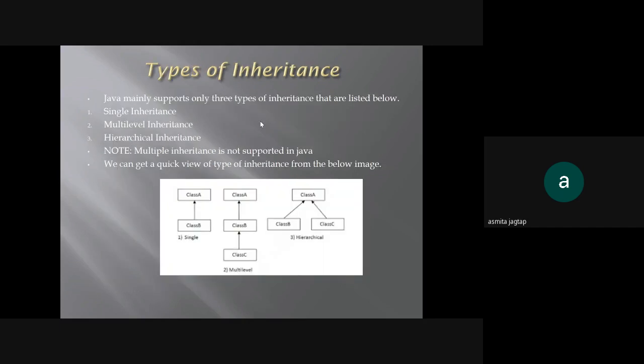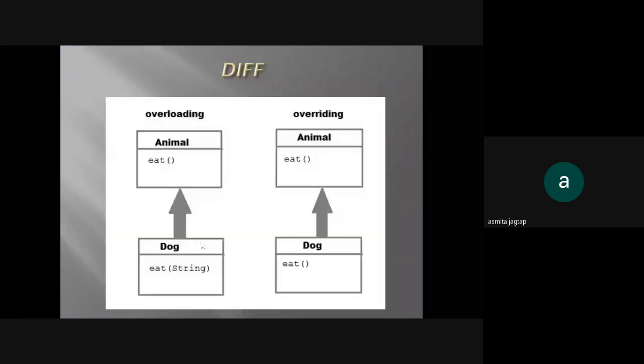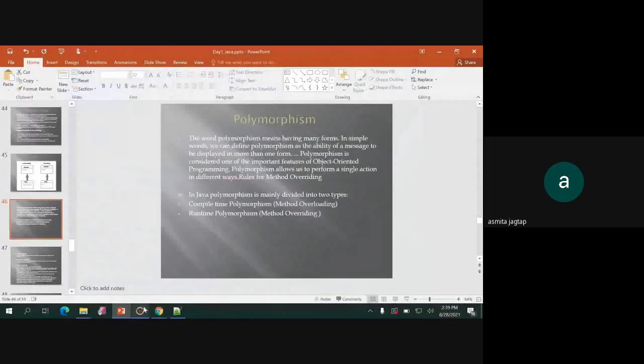We have seen three types of inheritance: single inheritance, multilevel inheritance, and hierarchical inheritance. In the morning session, we did the programming about this class A and class B. Then method overloading and method overriding are the concepts of polymorphism. Polymorphism is the second OOPS concept, which means one method has many different forms. Like we have seen there is a method.